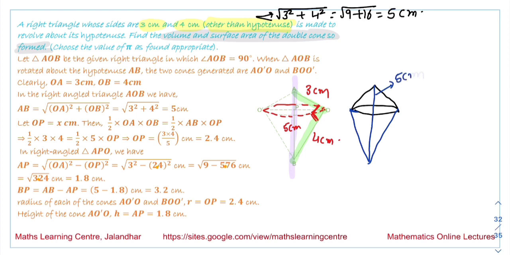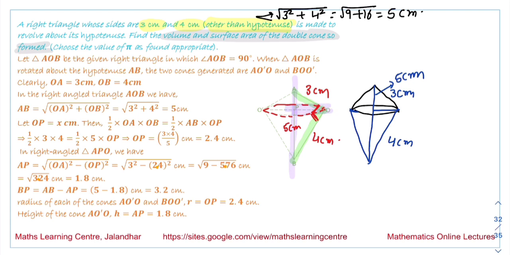this total length is 5 centimeter, and this height we are talking about is 4 centimeter, and this length is 3 centimeter. Now the first thing we have to calculate is the value of this length OP. We want to calculate this length OP.